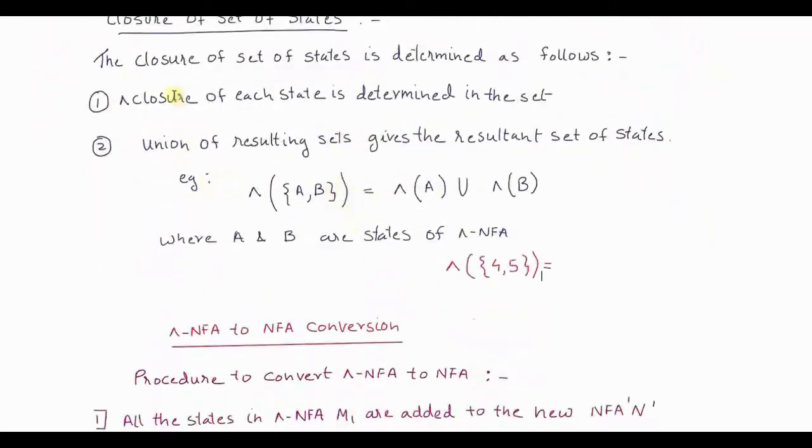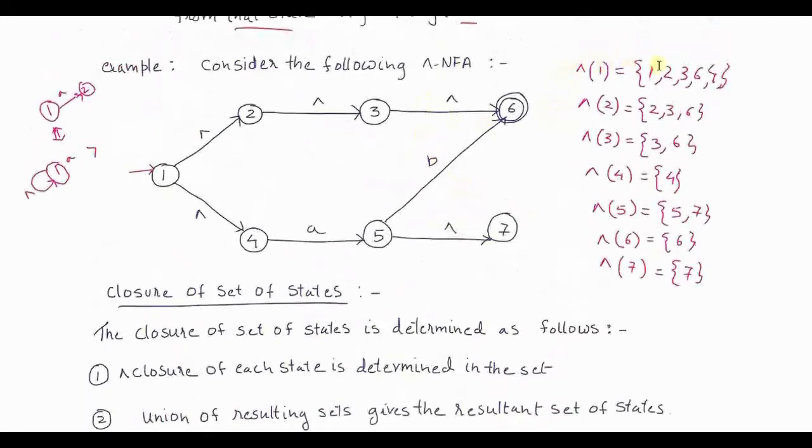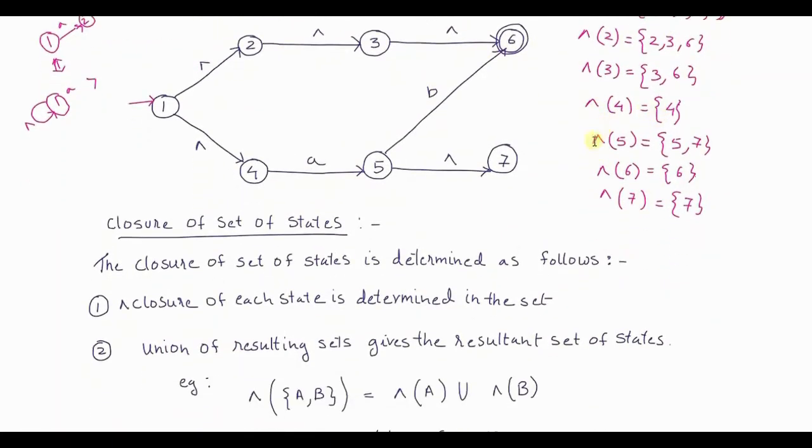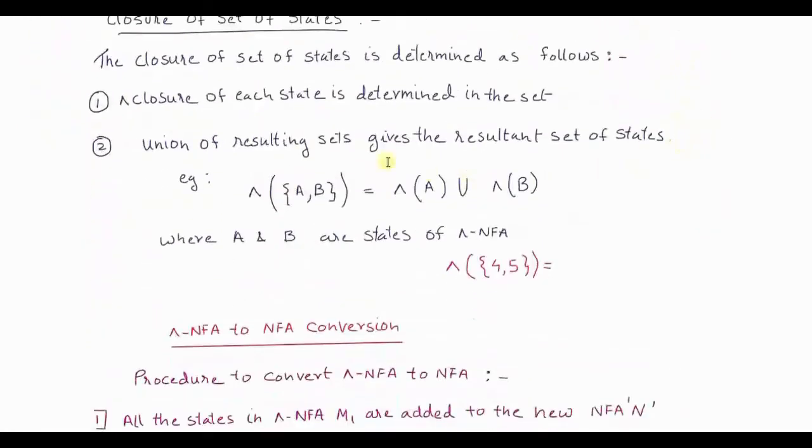So how to find out? First, you need to find out closure of each state. Closure of each state is already there. So individually, I should find out what is closure of 4 and what is closure of 5. Then the union of the resulting sets gives the resultant set of states.